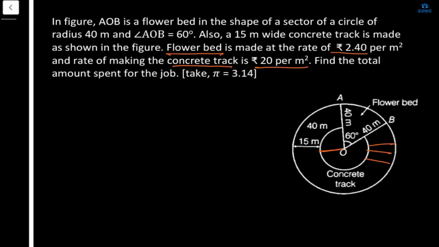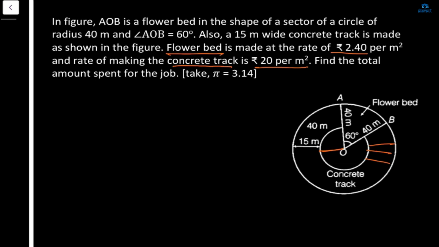Now we need to find out the amount spent on the complete work, the flower bed and additionally the making of the concrete track. The total cost required, so we need to find out. Before that, we need to find out the area. After finding out the area only, we can multiply with the cost and find out the complete cost.